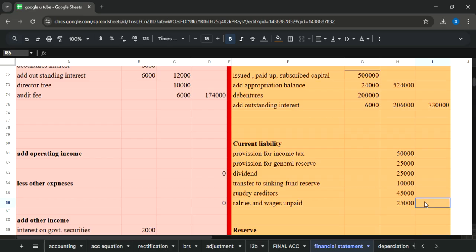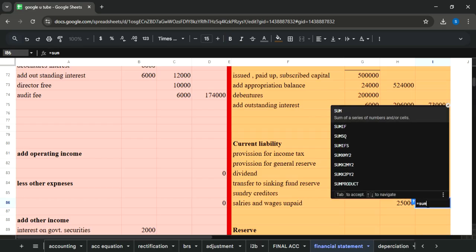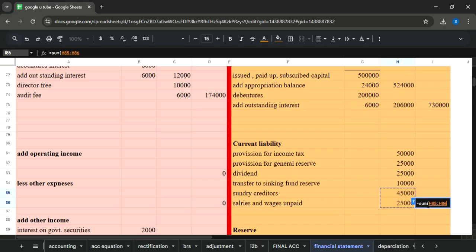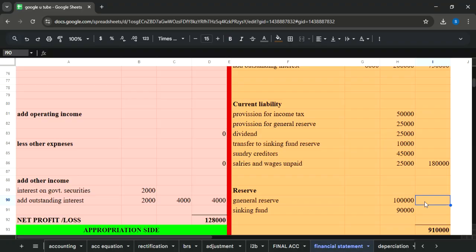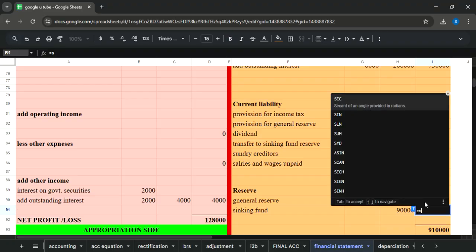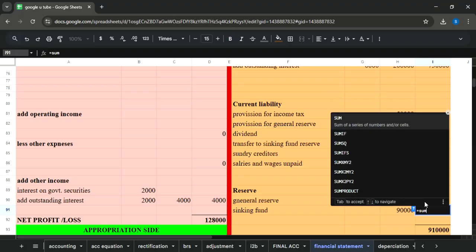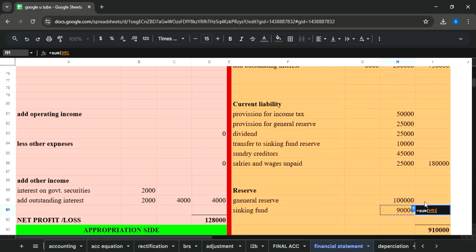After that, no adjustment is present in the first column. It means we can directly take the sum of all current liabilities. Done. After that, we have two reserves. So let's take their sum as well. So it means the total of current liability, reserve, and fixed liability is completed.